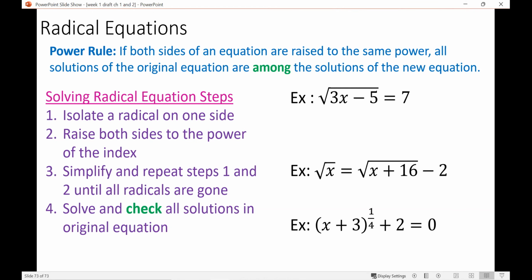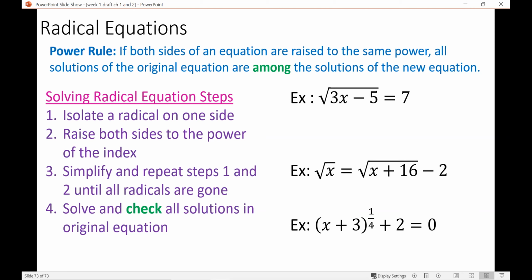So the key to solving radical equations is using the power rule. The power rule says that if both sides of an equation are raised to the same power, all the solutions of the original equation are among the solutions of the new equation. What this means is we can raise each side of an equation to the same power, just like we do with the properties of equality. But it's a little bit different because we are possibly introducing new false solutions, all right?